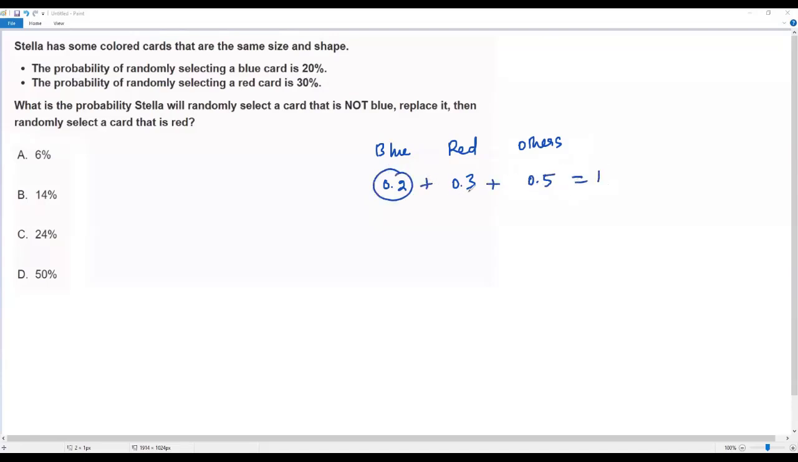So already we know that this is 0.2, this is 0.3. When I add them, I get 0.5. Then the probability of randomly selecting one of the other colors has to be 0.5, so that the total probability equals 1.